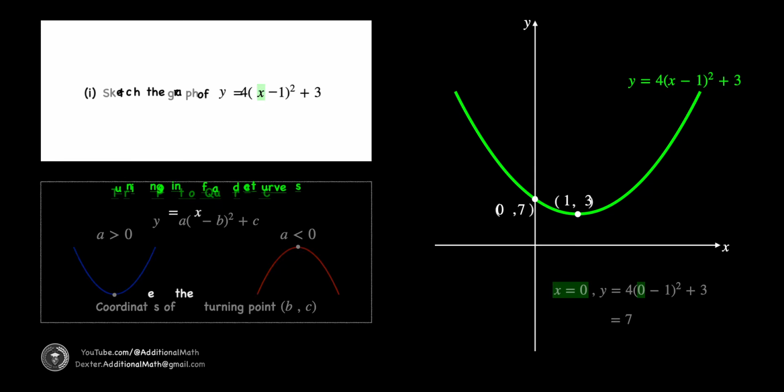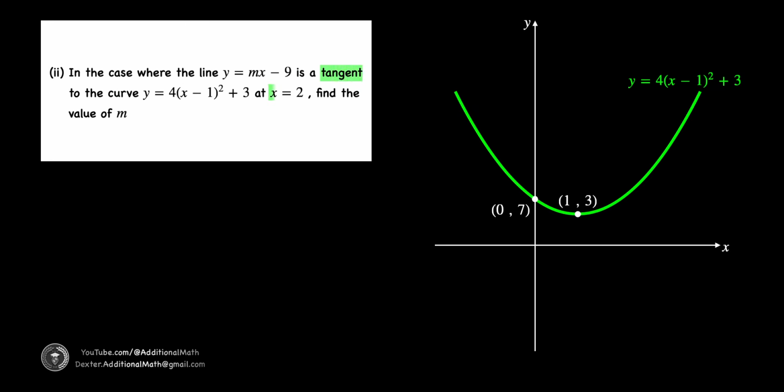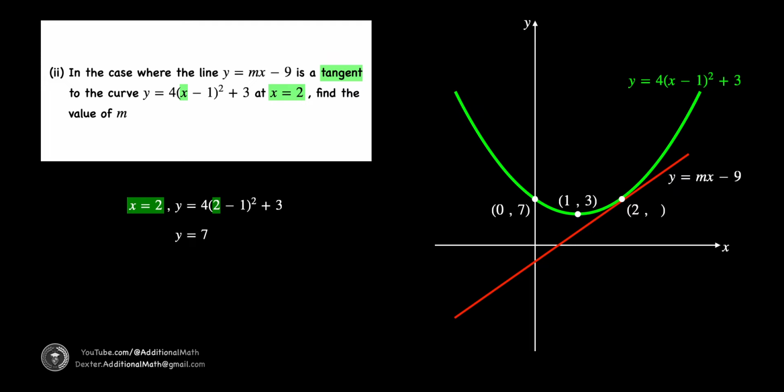In part 2, given that the straight line y equals mx minus 9 is tangent to our quadratic sketch, this means that the linear equation will now touch our quadratic sketch at exactly one point, when x equals 2. Since this point lies on our quadratic sketch, we will now replace x with 2 in the quadratic equation and solving for y will give the value of 7.